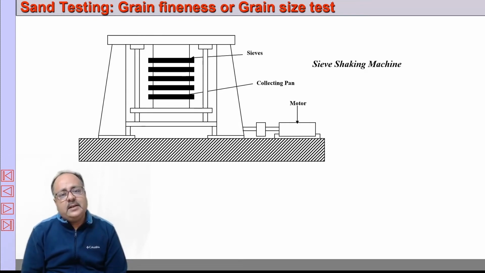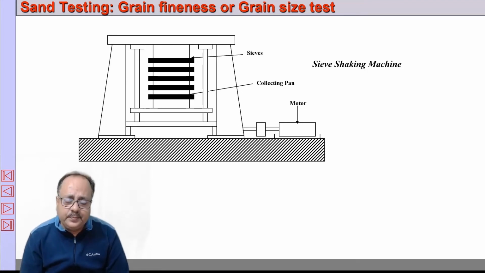This dried sand is placed, measured, weighed, and we note down the total weight of the sand that we are going to place on the top sieve. On the top sieve, we place a weighed quantity of the dry sand, and then we start the machine for a predetermined period of time, and then sands of different sizes will be segregated into different pans.